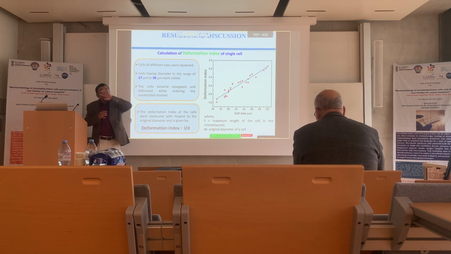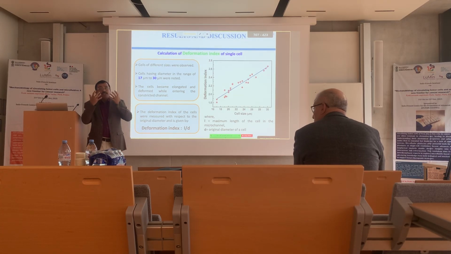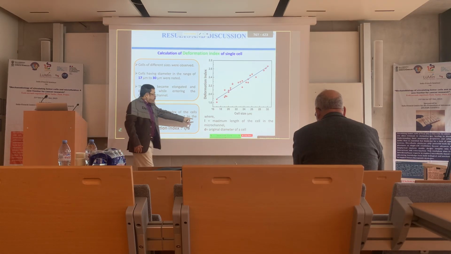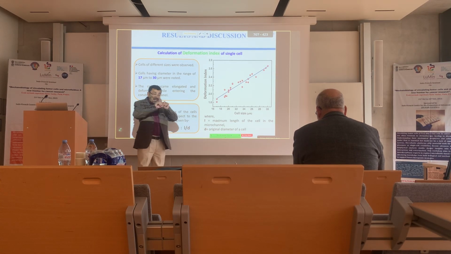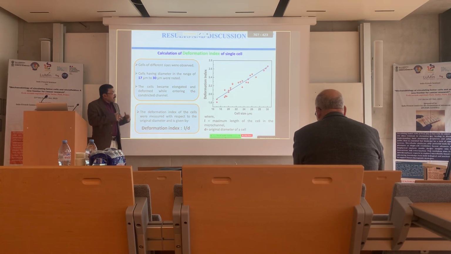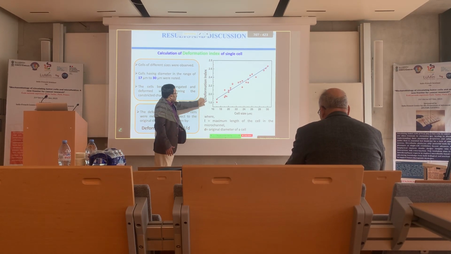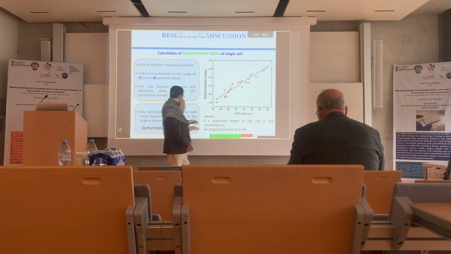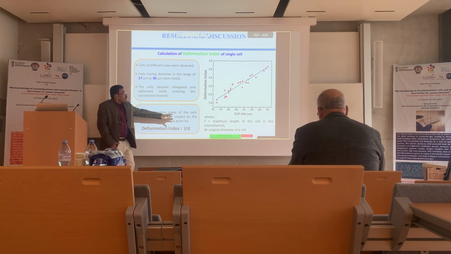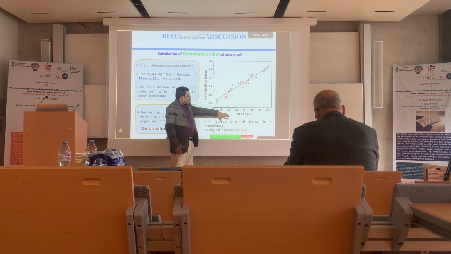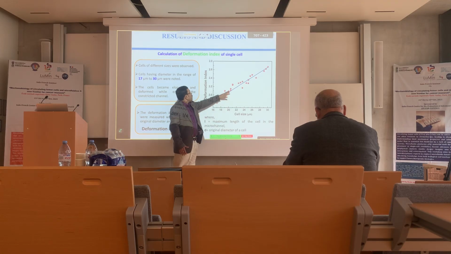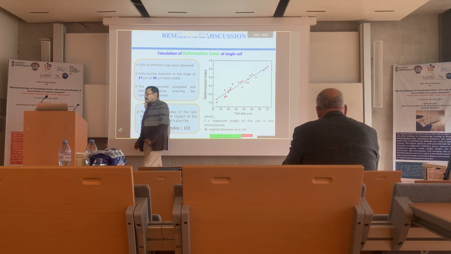When the cell is passing through the constricted passage, depending on its size it elongates. If the size of the cell is larger, it elongates more. That means the maximum length L of the cell when passing through the constricted passage increases as cell size increases, so the deformation index, which is defined by L by D, increases. We can see that as cell size increases, the deformation index linearly increases.